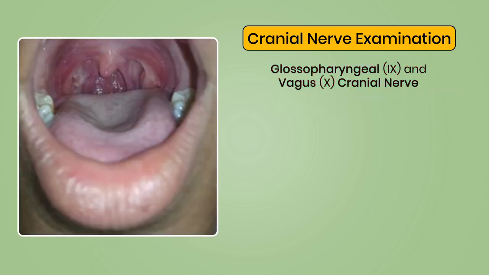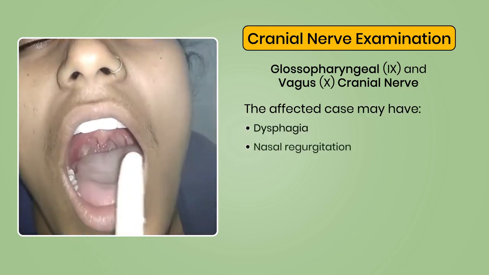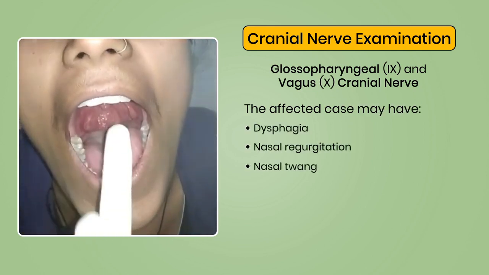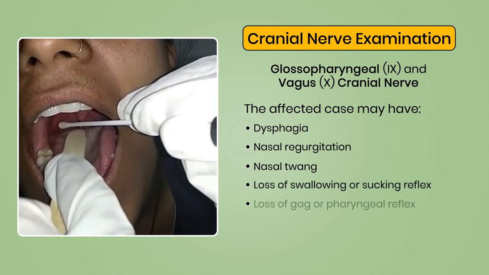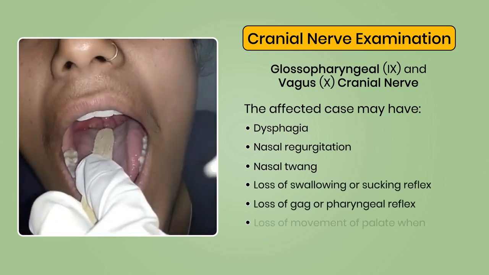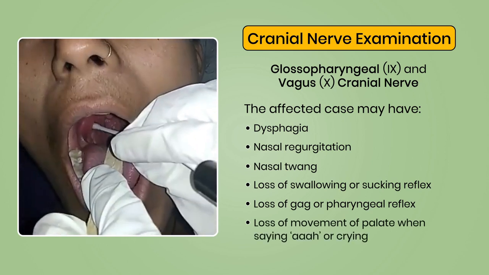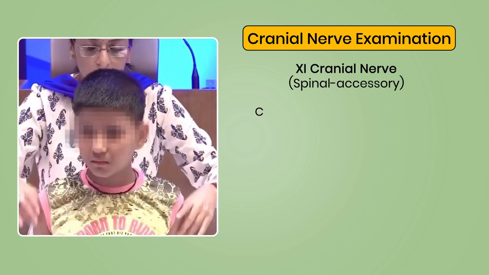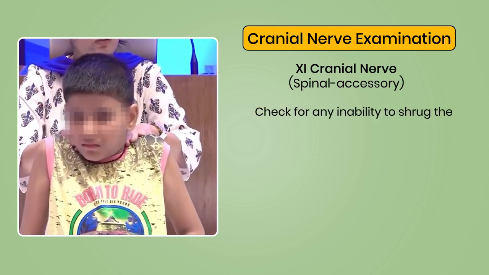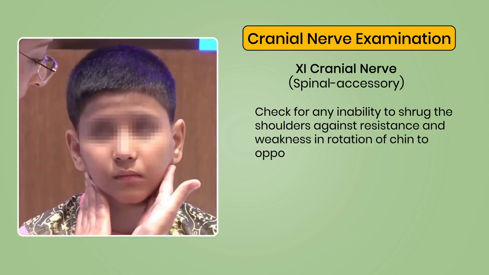Glossopharyngeal and vagus cranial nerve. The affected child may have dysphagia, nasal regurgitation, nasal twang, loss of swallowing or sucking reflex, loss of gag or pharyngeal reflex, loss of movement of palate when saying ah or crying. 11th cranial nerve or spinal accessory. Check for any inability to shrug the shoulders against resistance and weakness in rotation of chin to opposite side.